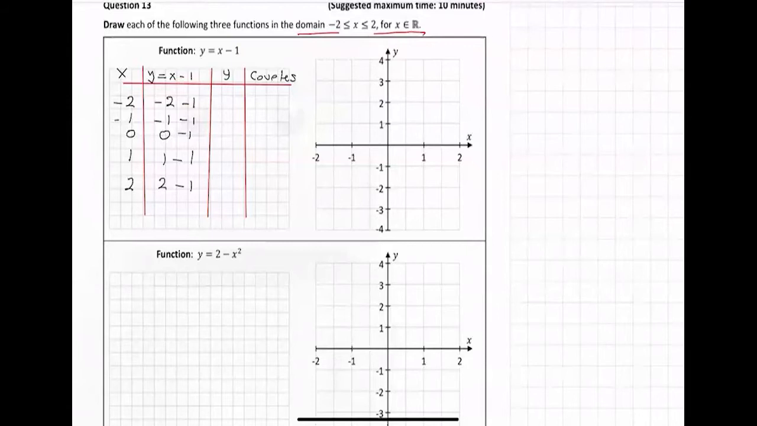So you can do this on your calculator or in your head if you can. -2 -1 is -3. -1 -1 is -2. 0 -1 is -1. 1 -1 is 0. 2 -1 is 1. Okay, and then your couples.